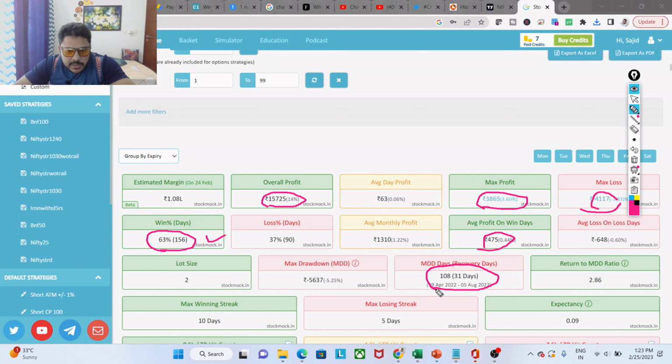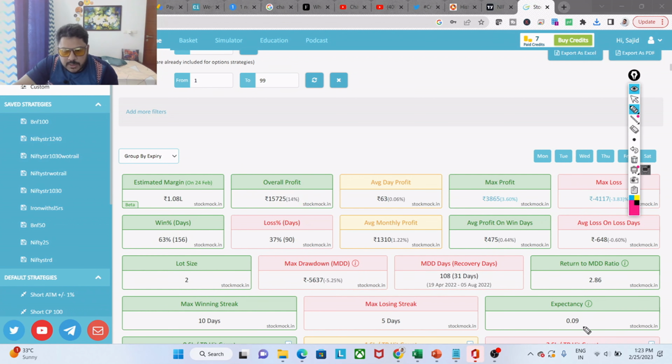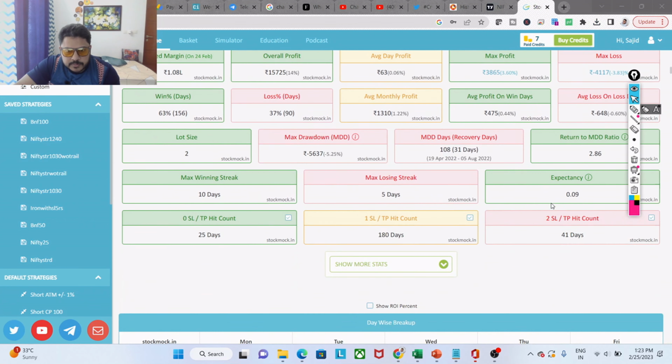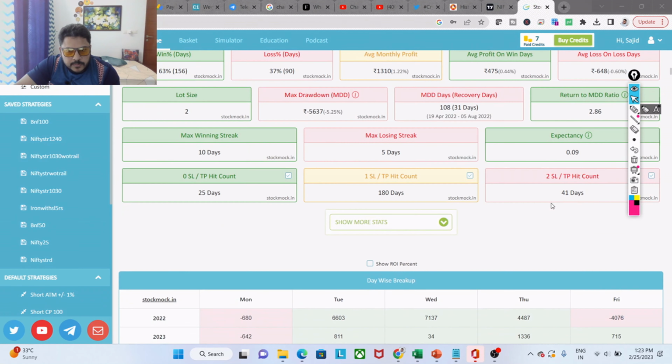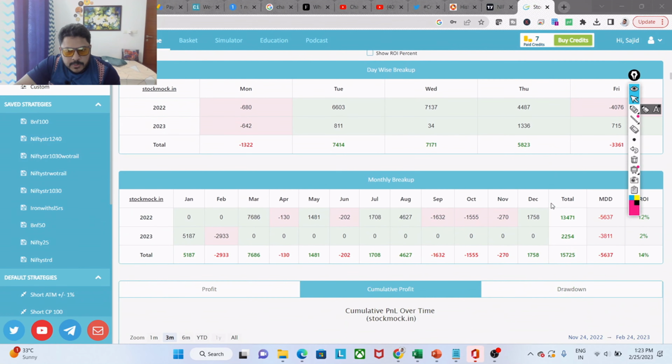Recovery days have reduced from 49 days to 31 days. Drawdown has also reduced from 7,000 to this. So these are good, but expectancy and the MDD ratio are not that great as such. But January has given you consistency.